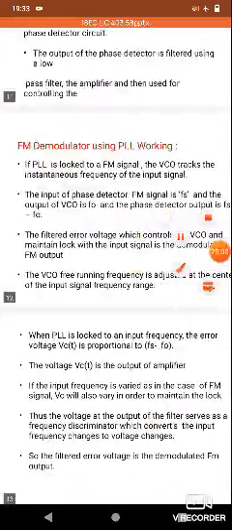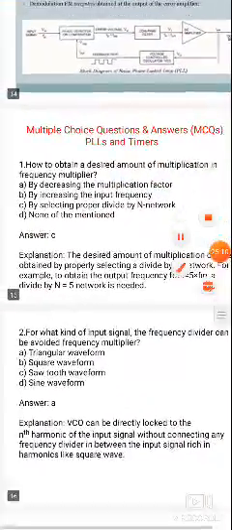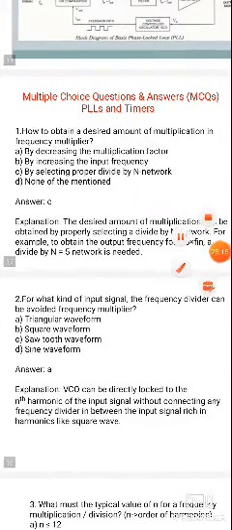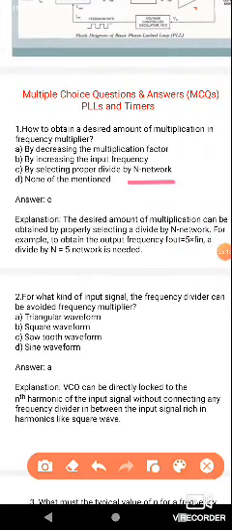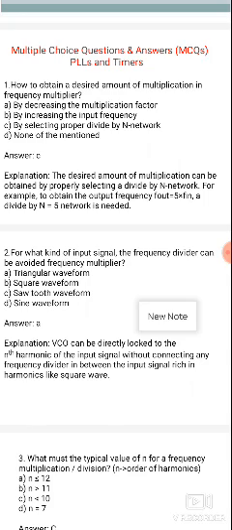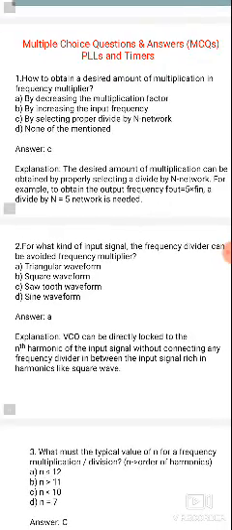So the first question, how to obtain the desired amount of multiplication, is answered by selecting the proper divide by n network. For example, the output frequency Fout is equal to 5 times Fs. In our frequency multiplier, F0 is equal to n times Fs. Here the n value is equal to 5. The output frequency F0 is equal to 5 times Fs. So a divide by n equals 5 network is needed.